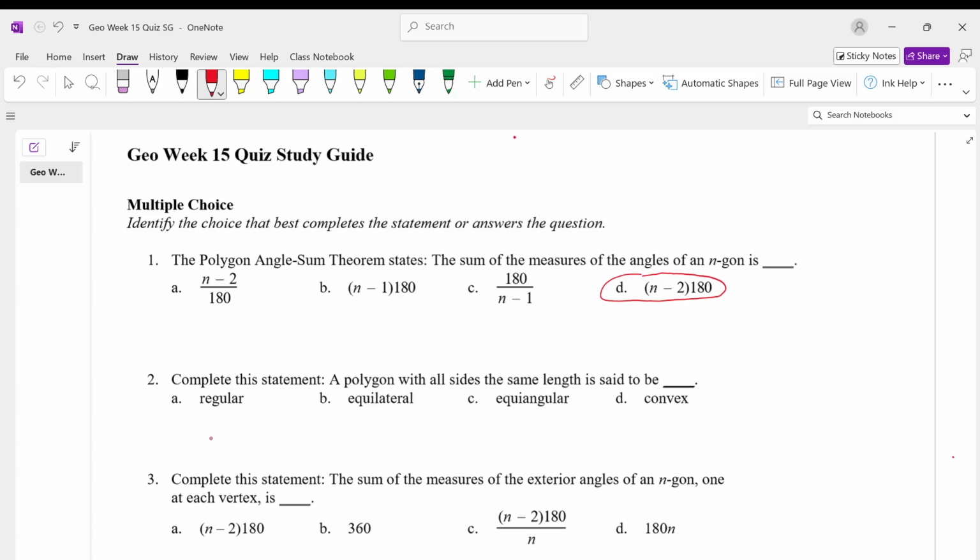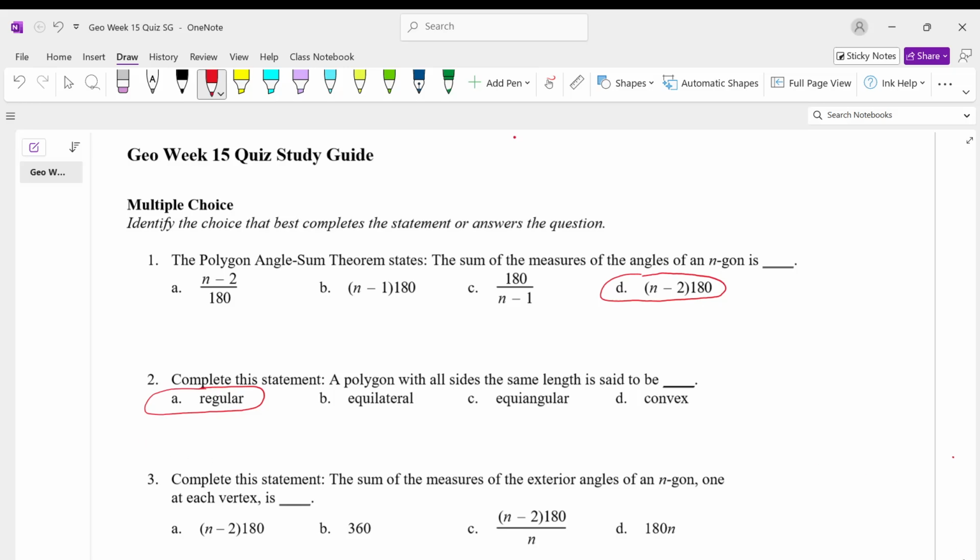And problem number 2, complete the statement. A polygon with all the sides the same length is said to be... We're going to use regular for this problem. A regular polygon has all same sides and all same angles. And again, that's in your notes.